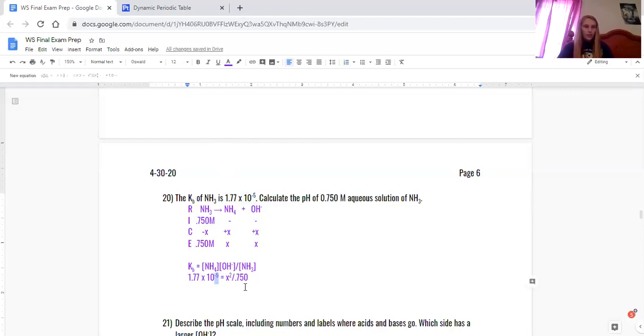All right. So you can go ahead and do the math for that, and you should come up with a value of x equals 3.64 times 10 to the -3, which is equal to our concentration of OH, right? Okay, so we can go ahead and use that to figure out what our pH is going to be.